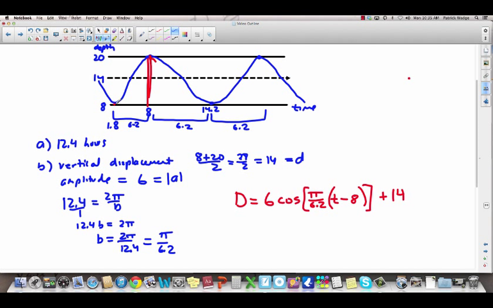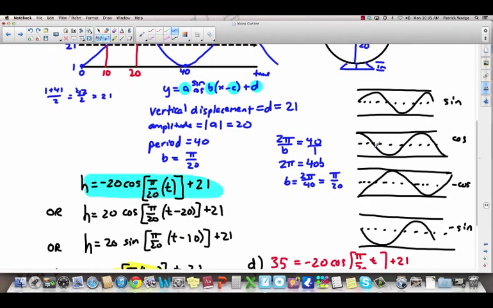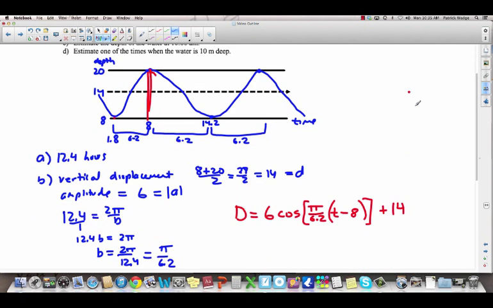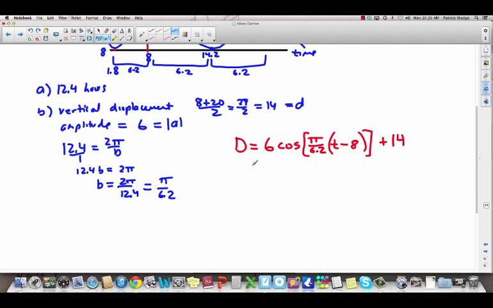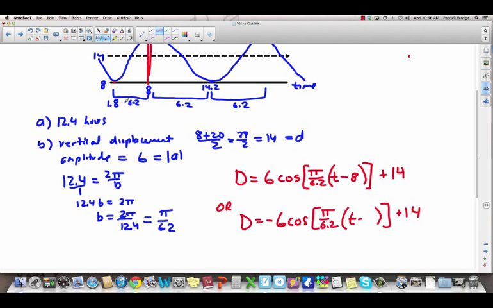So which graph would you use there? That's starting at a minimum and moving upwards. That's this one, negative cosine. So you'd have everything the same except for two things. One would be, or we could have d, instead of having positive 6, we'd have negative 6 cosine pi over 6.2 t plus 14. Now it wouldn't be minus 8 anymore. How much did we move it over to get to that point? We moved it over to 1.8.